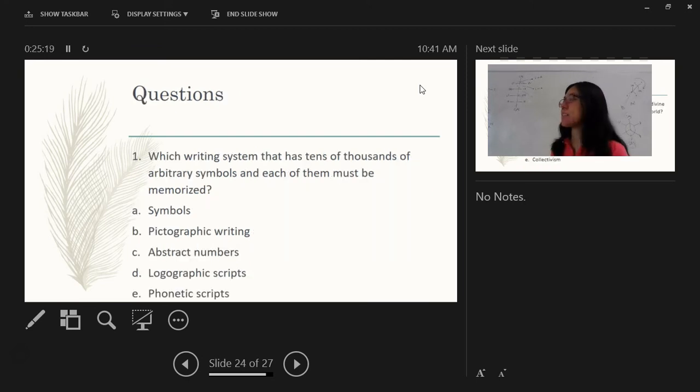And the next is the questions. The first: which writing system has tens of thousands of arbitrary symbols, each of which must be memorized? The answer is D, the logographic scripts.